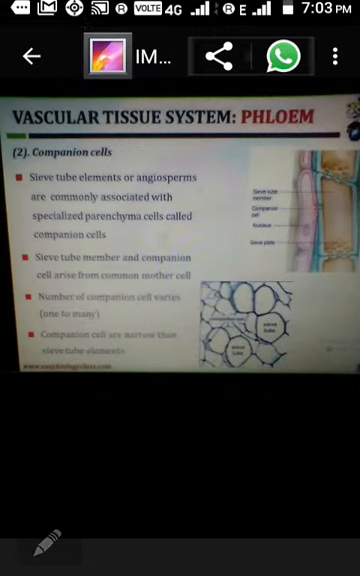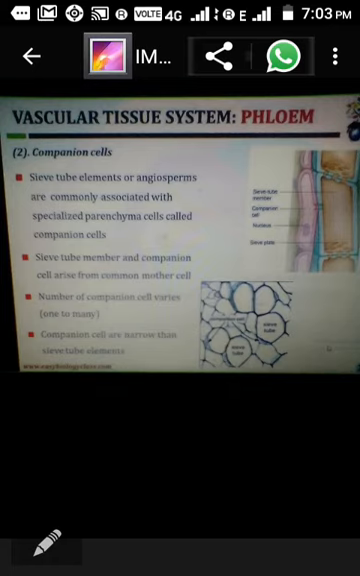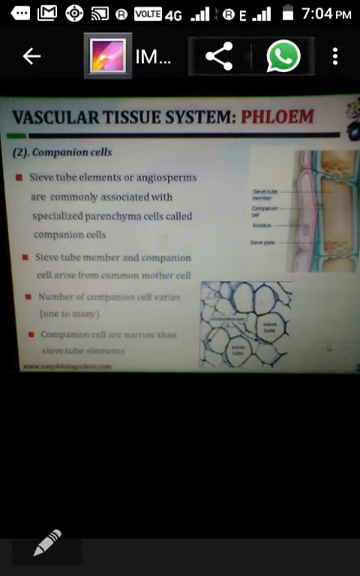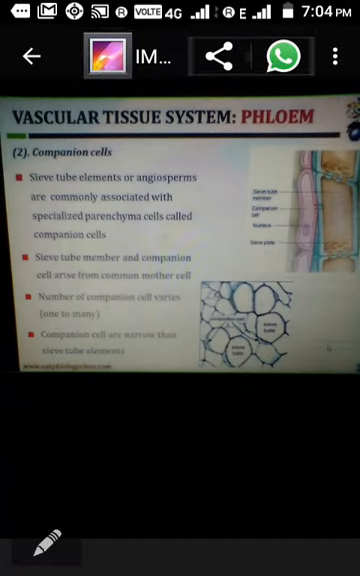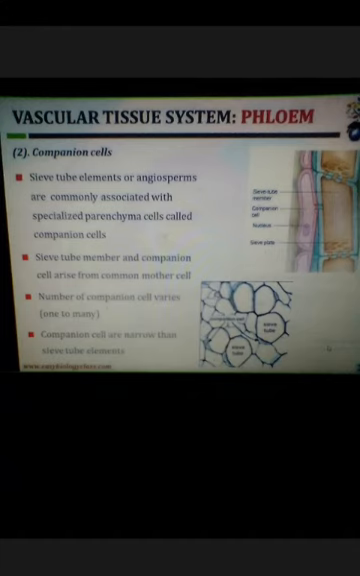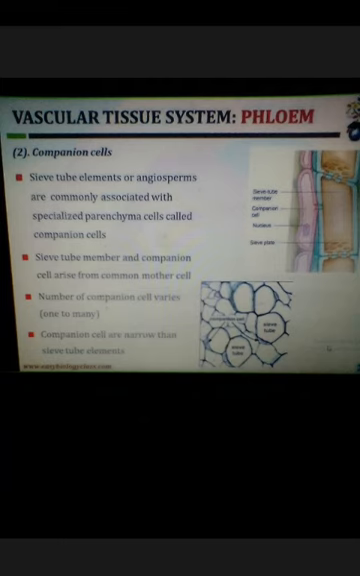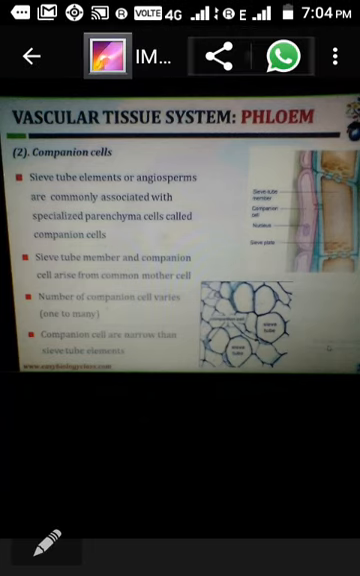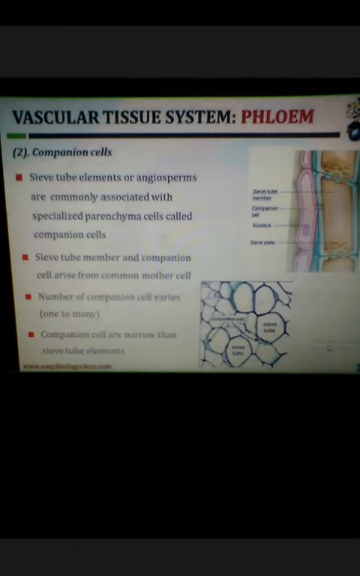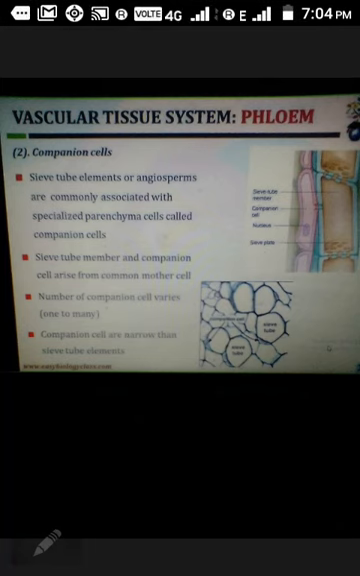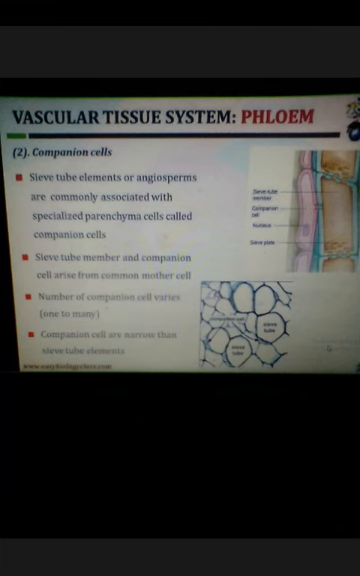Now the second part is the companion cell. This is one of the most important parts of phloem, which participates in the translocation of food material. Sieve tube elements of angiosperms are commonly associated with specialized parenchyma cells called companion cells. As you can see in the schematic diagram I have shown here, the sieve tube member and companion cell arise from a common mother cell. The number of companion cells varies depending on conditions.